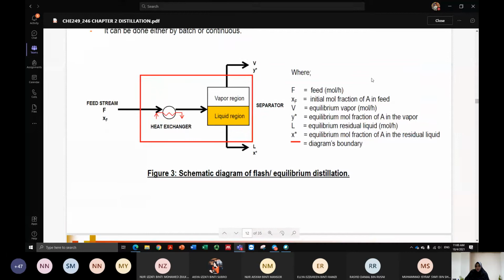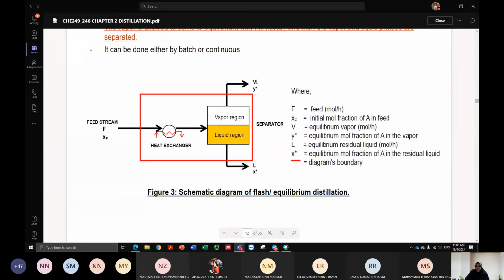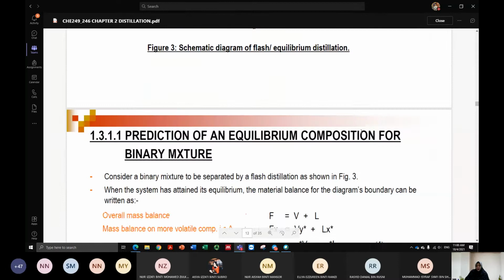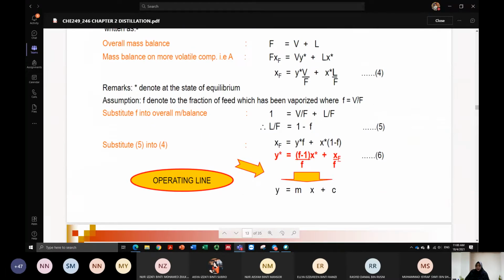How to get the small f? You just have to divide the amount of V by the amount of F. Vapor divided by the feed. By substituting this value of V over F, you get the term f here to give you the operating line. So this is the operating line of flash or equilibrium distillation. For every condition, you're going to have a different operating line.